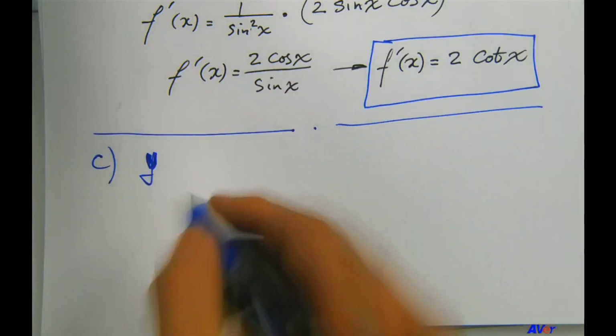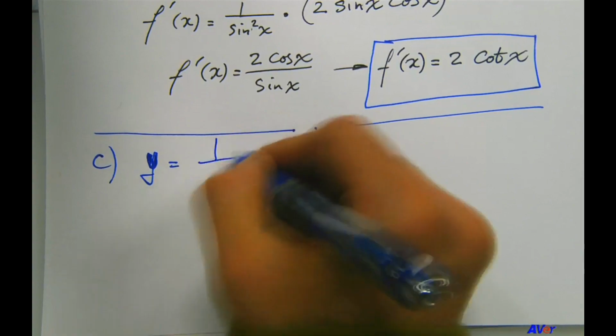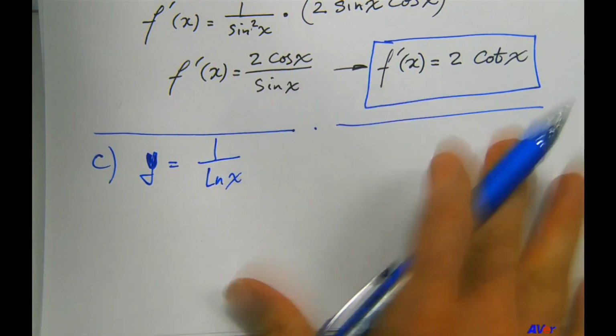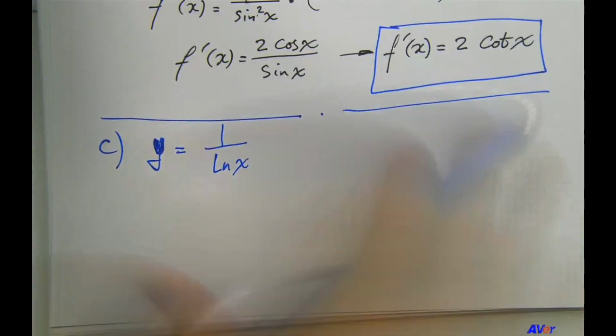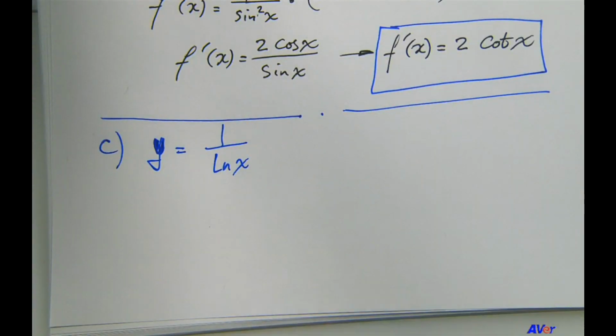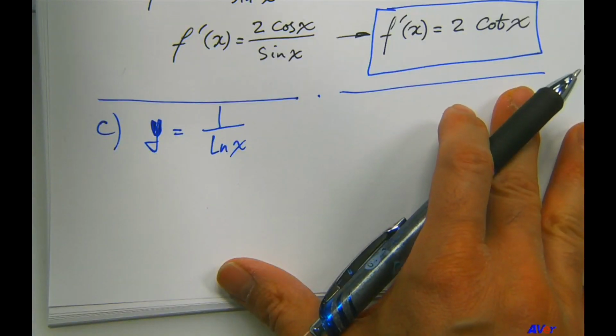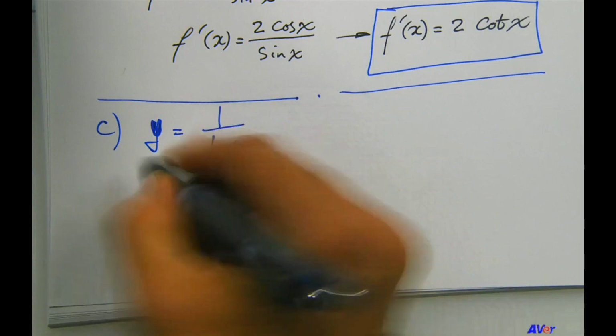y equals 1 over natural log of x. So this is a quotient. It's a very, very simple quotient, but we can apply the rule for finding the derivatives of quotients, right? Do you remember how it works?